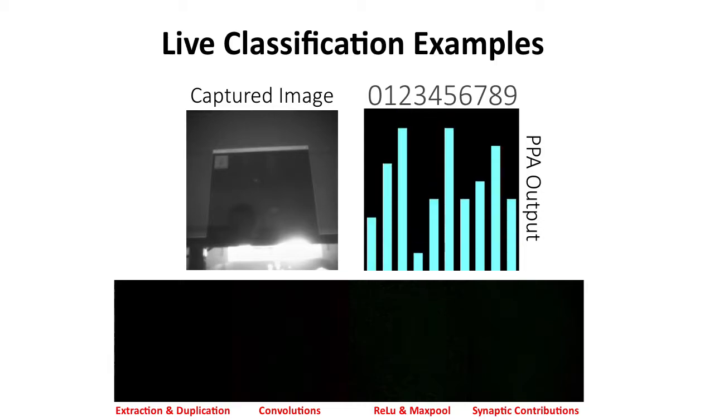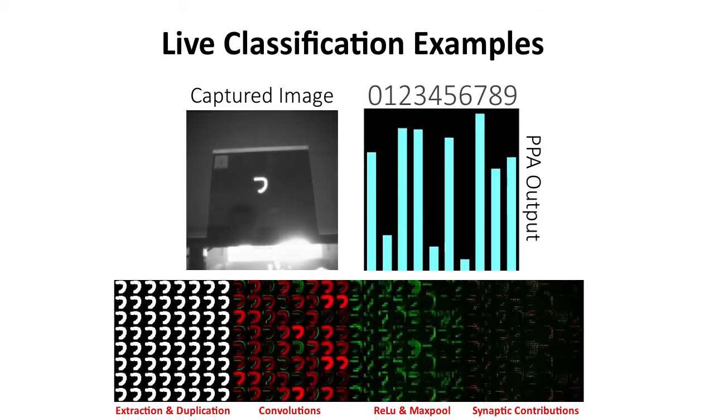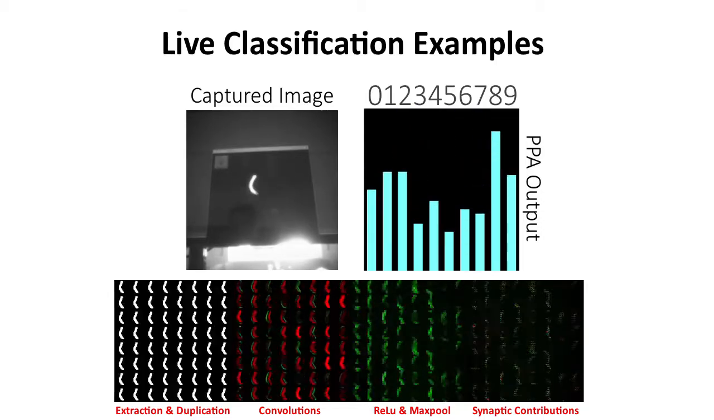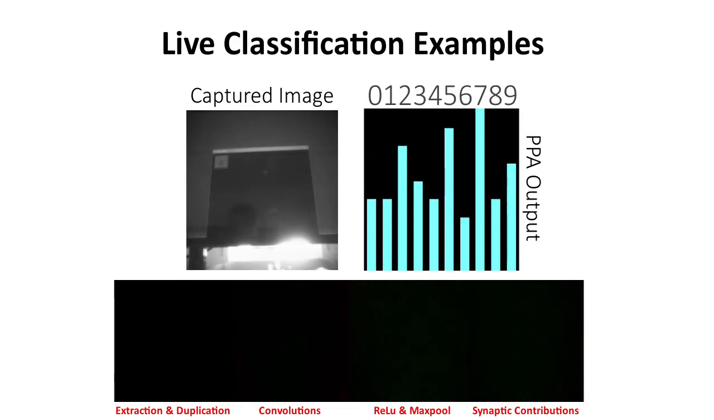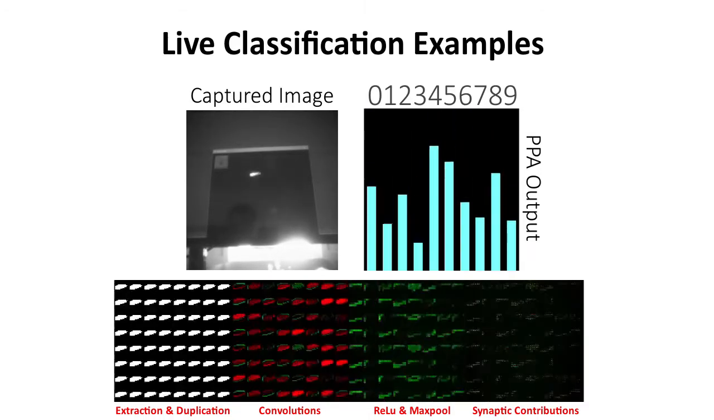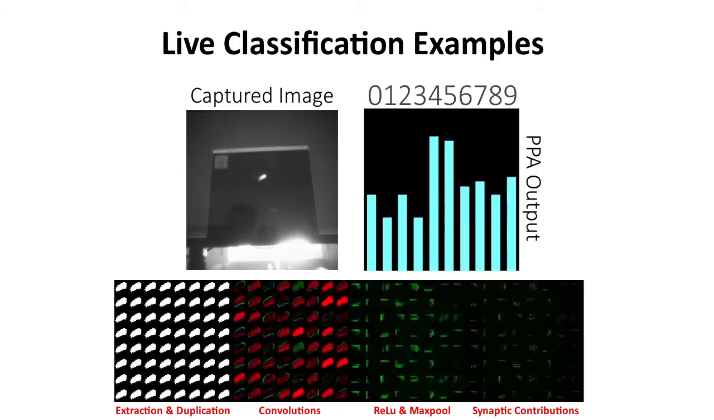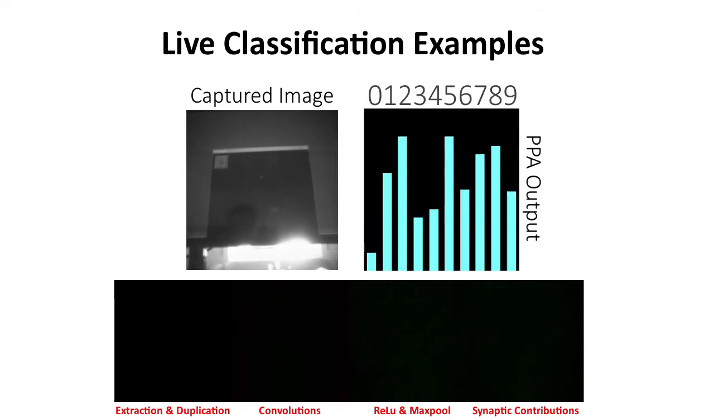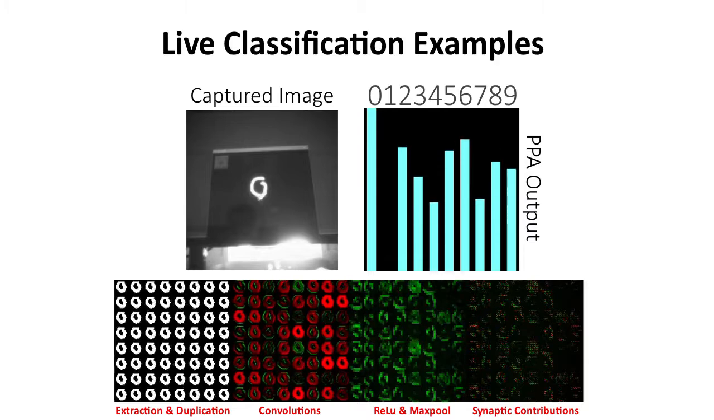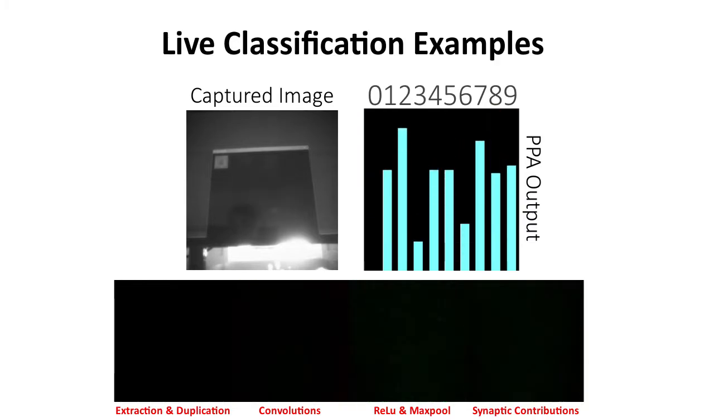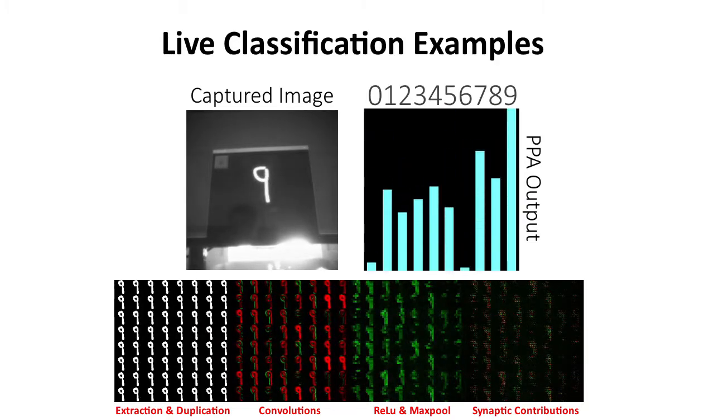Here we show some additional classification examples on unseen data, with the PPA extracting the digit from the initial image, duplicating it across the array, and then running it through the network. As network inference is performed entirely at the point of light capture, minimal data needs to be transferred off sensor, saving significant power and time, and allowing inference over 3000 frames per second.